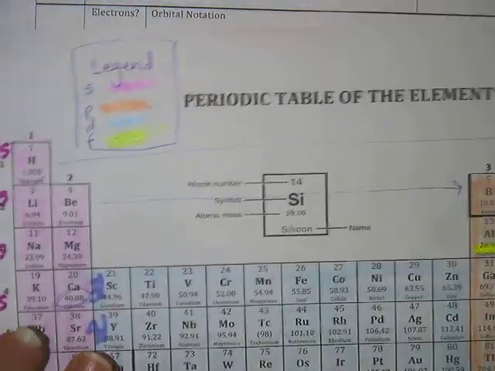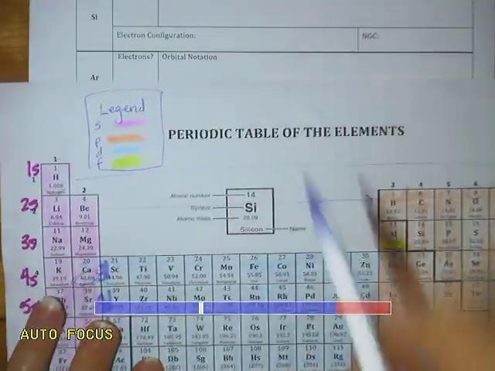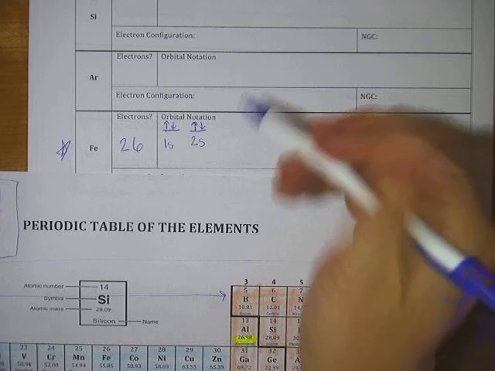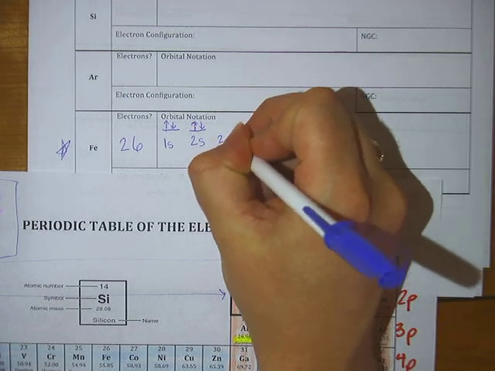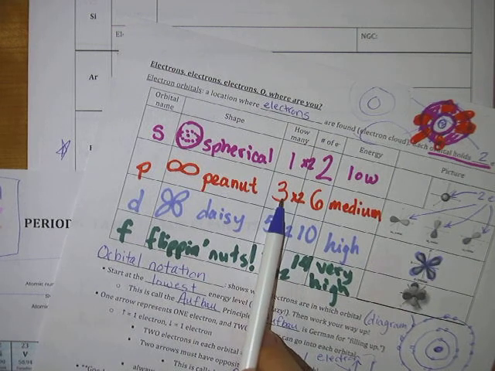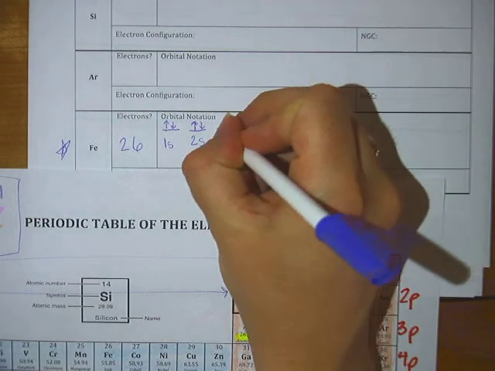So from 2s, if I look at my periodic table, I'm supposed to move across to this new section. This new section is my 2p. So I write 2p. Peanuts, there are supposed to be 3 of them. So I'm going to draw 3 blanks. 1, 2, 3.